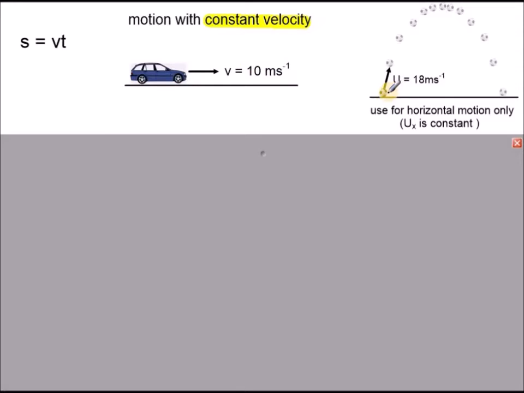This projectile, if we look at its horizontal motion, the horizontal velocity is a constant. If motion is in a single direction, then the displacement S can be thought of as distance, and the velocity v can be thought of as speed.